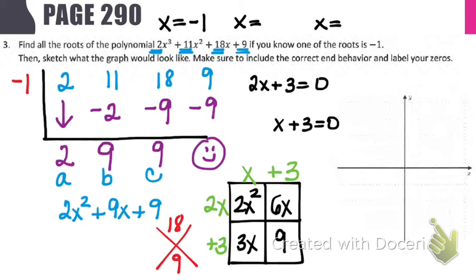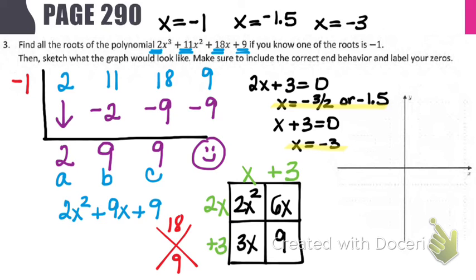So for the first one, when we subtract the 3 and then divide by 2, we get x equals negative 3 over 2, which you can also write as negative 1.5. So that's one of my answers. And then for my third answer, I subtract the 3, and I get x equals negative 3. So now I know all three solutions. So they gave me -1. I'm going to write it as a decimal. And now I know all three.